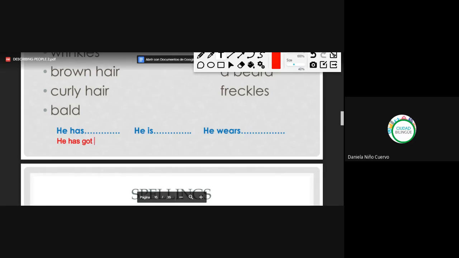Yes, don't worry, don't confuse. Lo que pasa es que esta estructura se utiliza más que todo en un inglés británico. Esto es lo mismo, esta frase de abajo, he has got, es lo mismo que la frase de arriba, he has, es lo mismo, ¿sí? Solo que es un poco más americano y la de abajo es un poco más británico. Pero no significa lo mismo. Él tiene... Y él tiene.